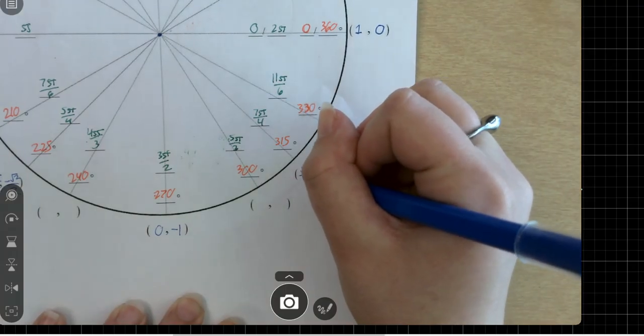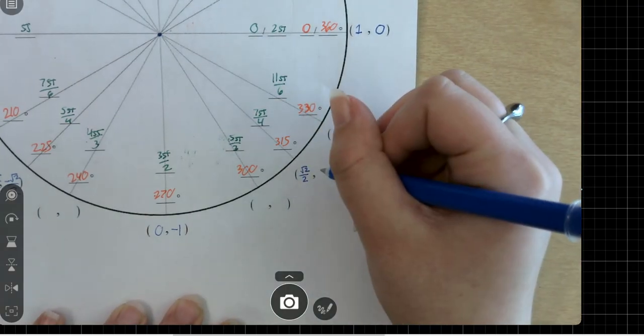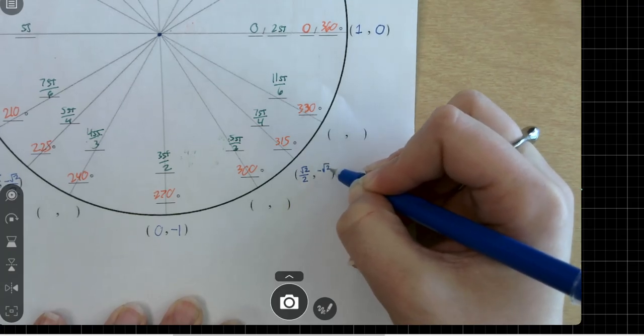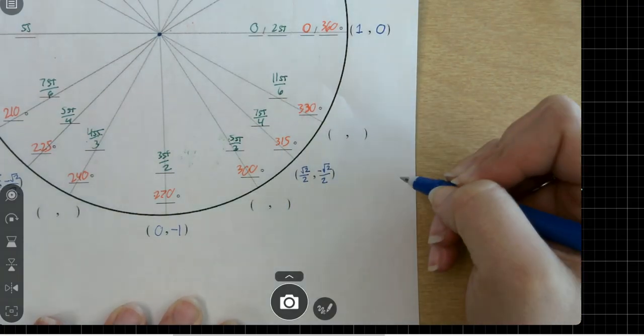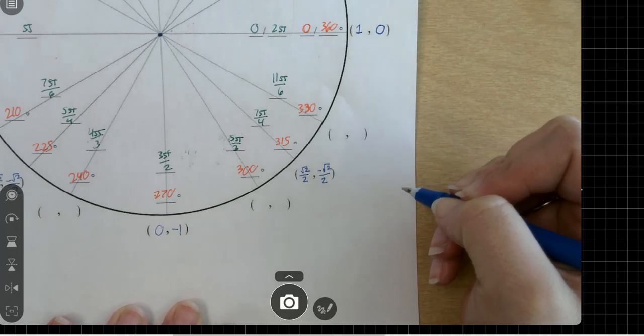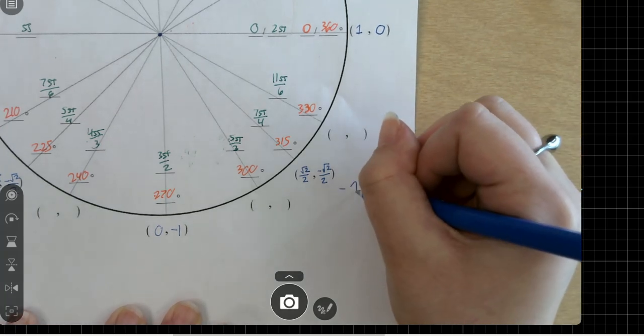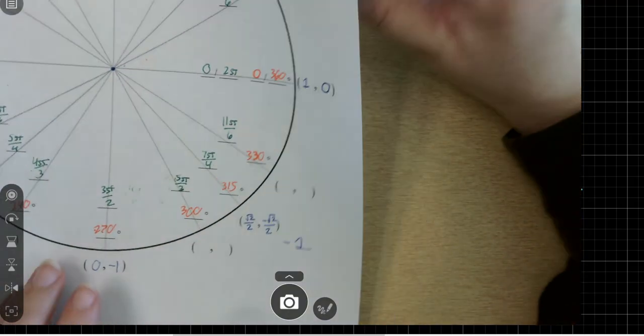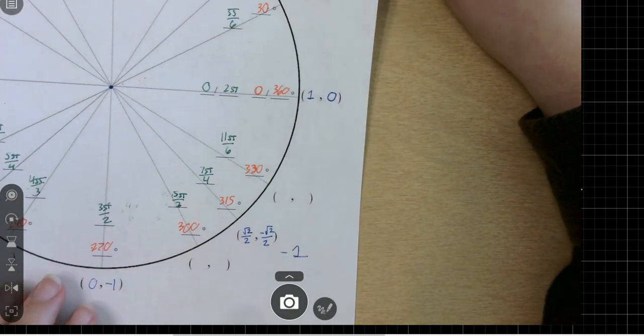Square root of 2 over 2. Perfect. And would tangent be positive or negative 1? Negative 1. Perfect. Okay, we got one of them down. We got two more to go.